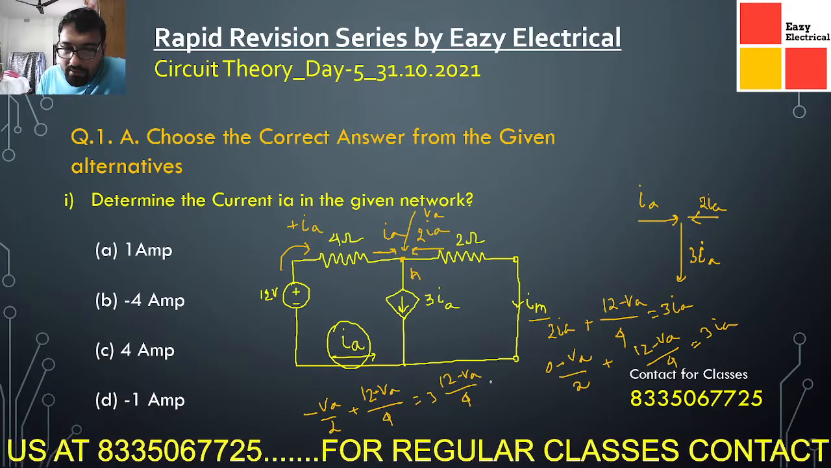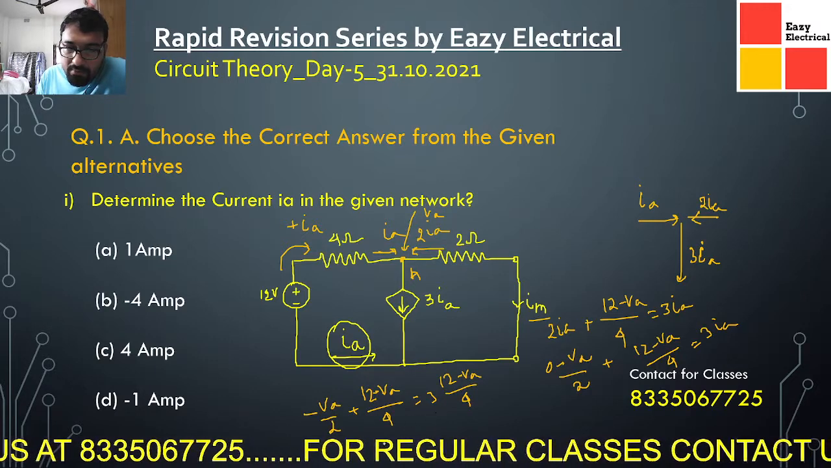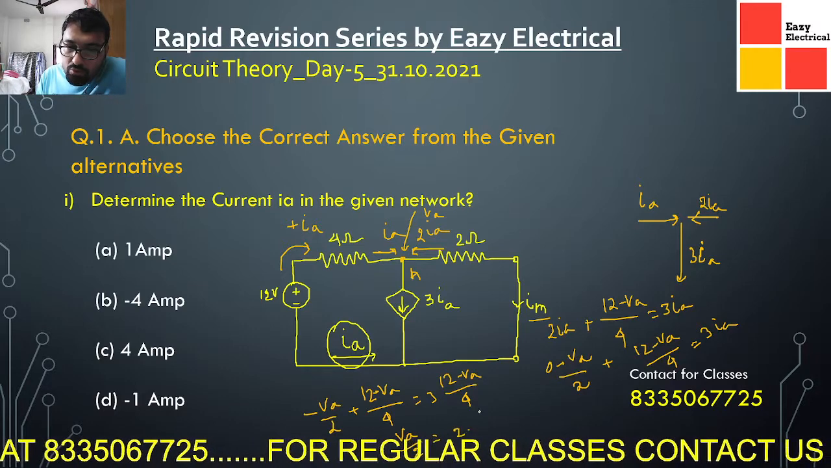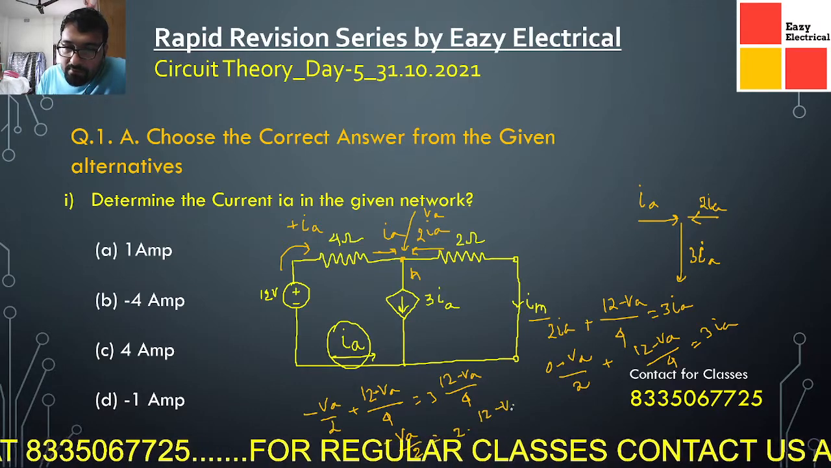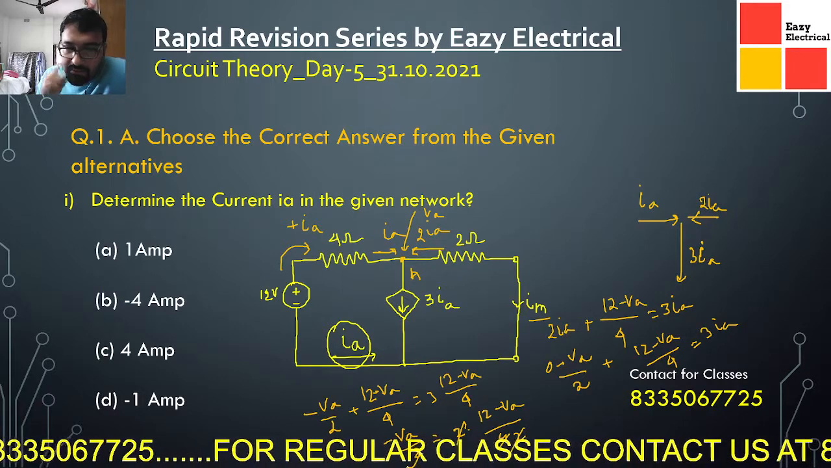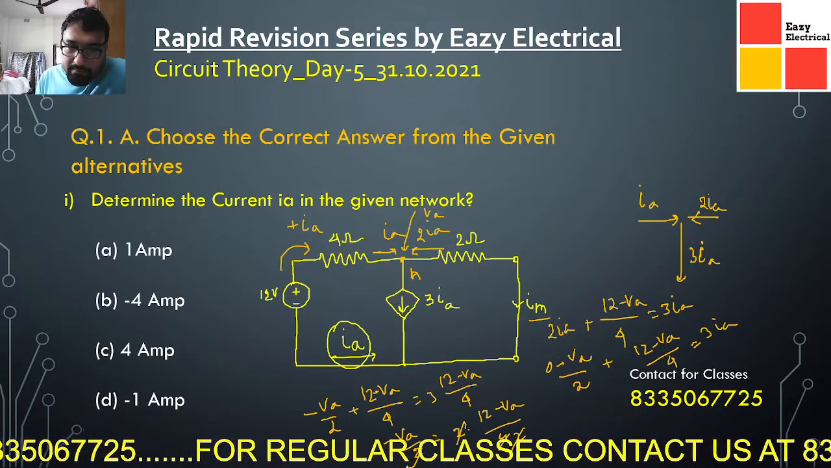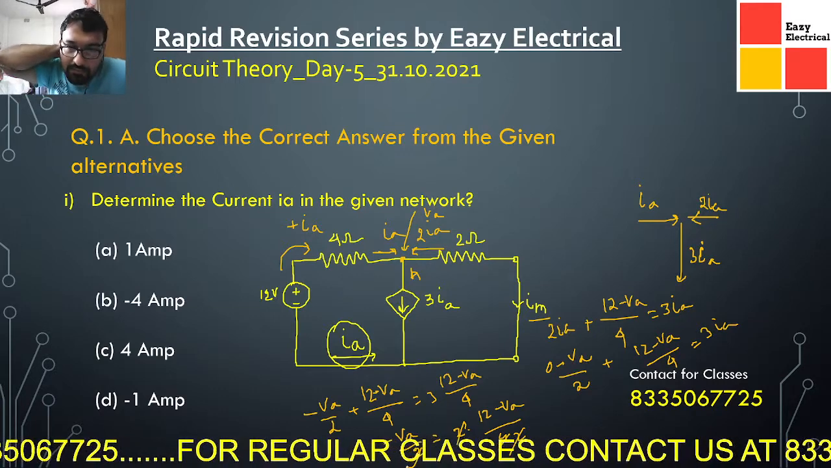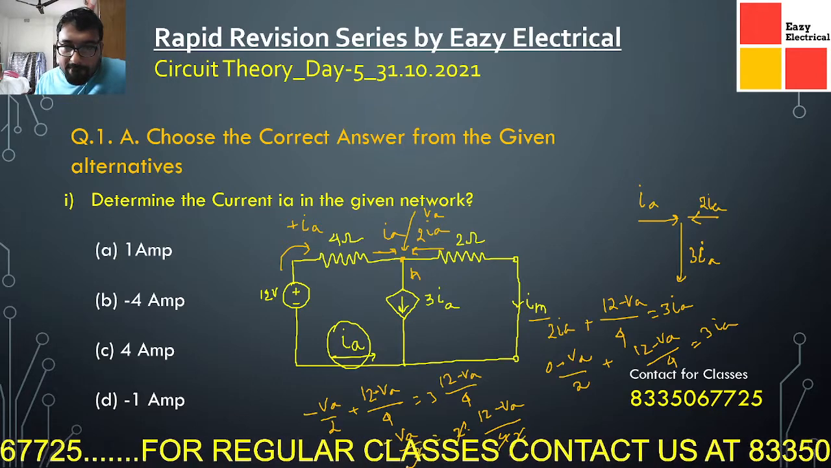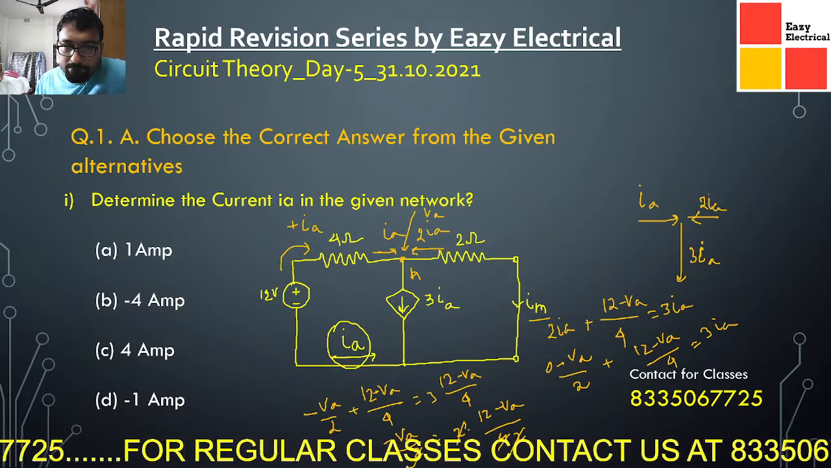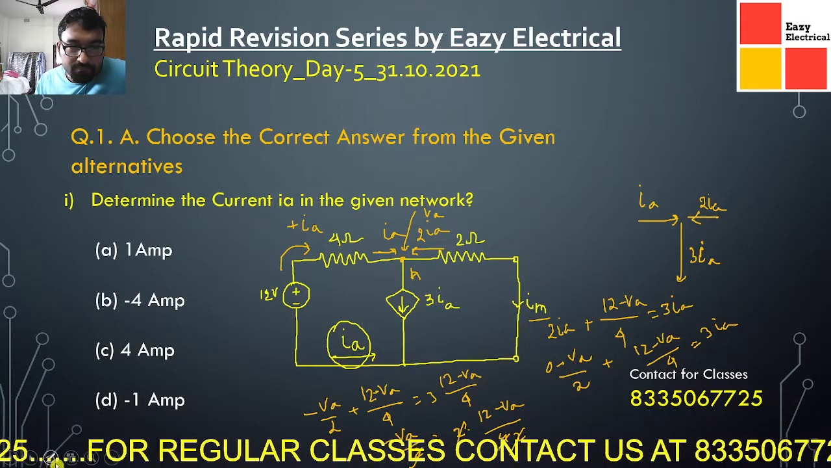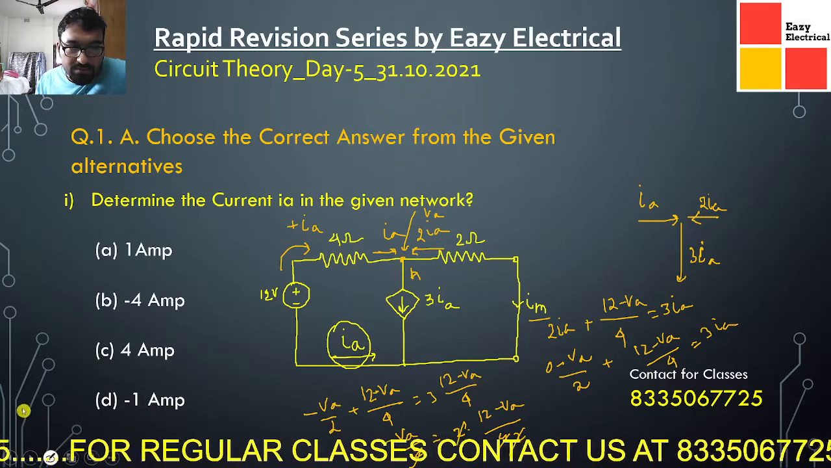So if we go in this direction, minus VA by 2 will give us 2 into 12 minus VA by 4. Here if I calculate, I think I have made some kind of mistake. Okay, the mistake is this. I have made a small mistake.